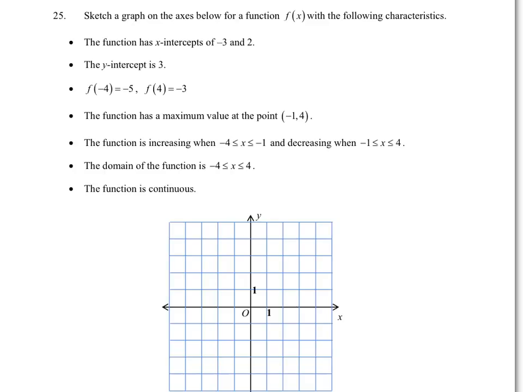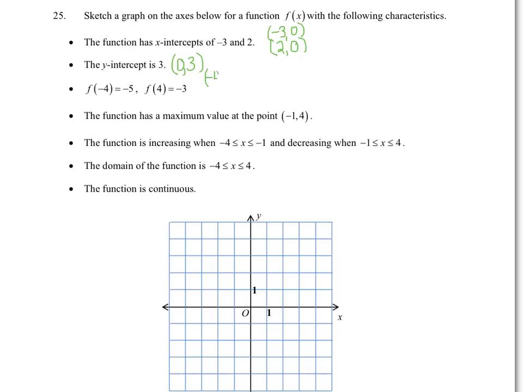25 asks us to sketch a graph on the axes below for function f of x with the following characteristics. So first of all, the function has x-intercepts of -3 and 2. This means we're going to have a point at -3, 0, because an x-intercept is when y is 0, and 2, 0. The y-intercept is 3. That means we're going to have a point at 0, 3, because a y-intercept is when x is 0. The next bullet says f of negative 4 equals negative 5.